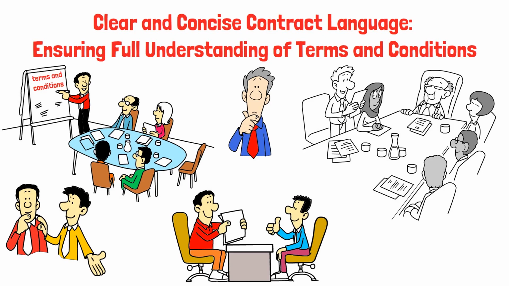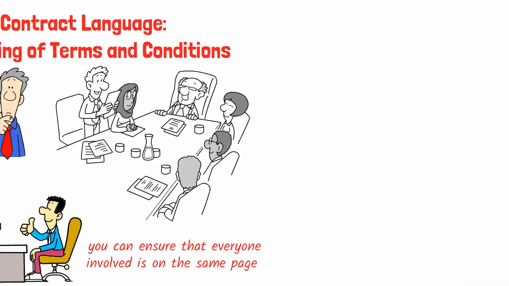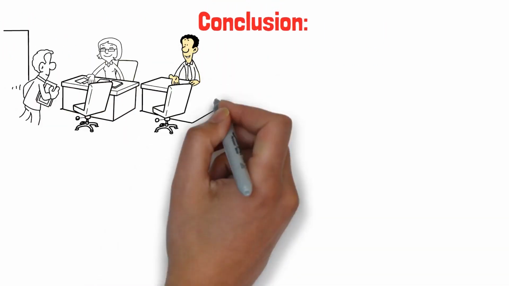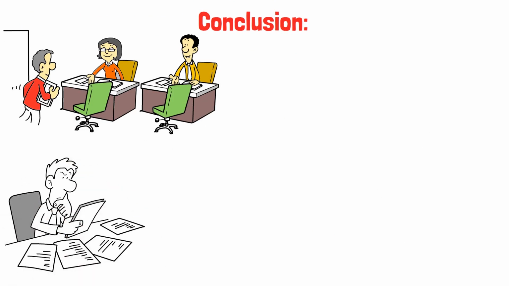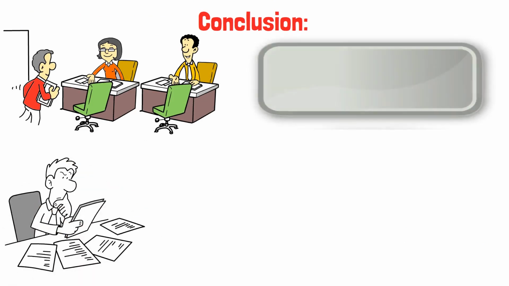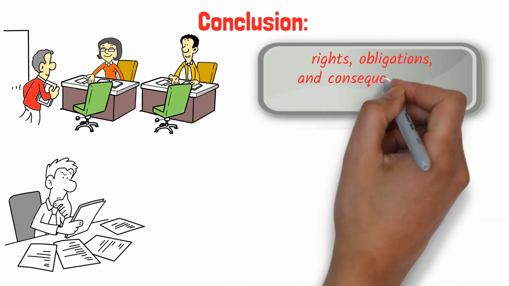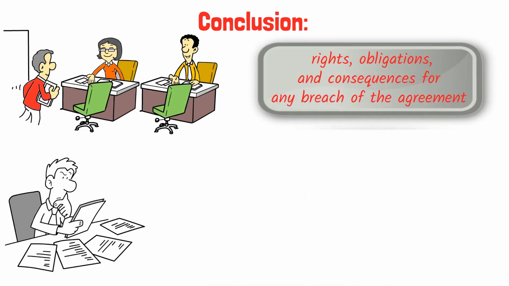With a clear and concise contract, you can ensure that everyone involved is on the same page. If you're entering into a legally binding agreement, it's essential to make sure you clearly understand the contract. A contract should clearly outline the rights, obligations, and consequences for any breach of the agreement.